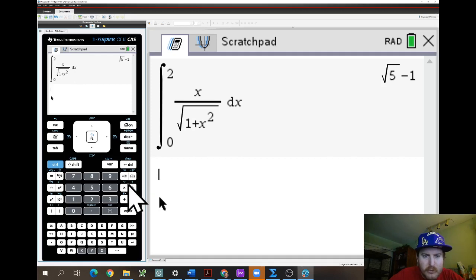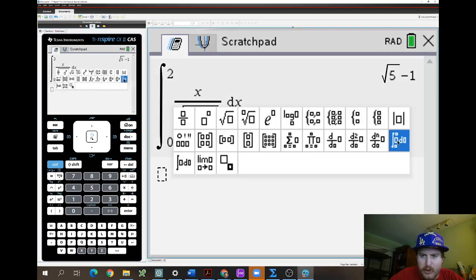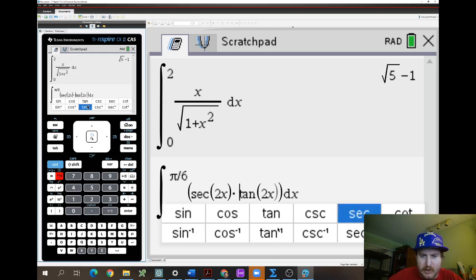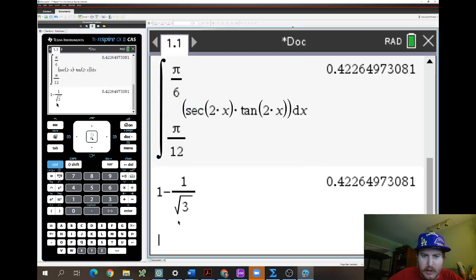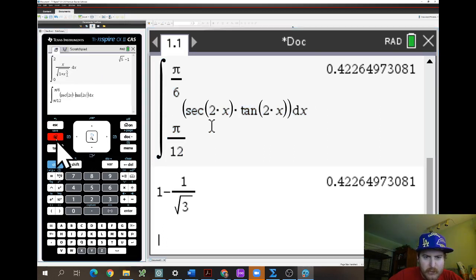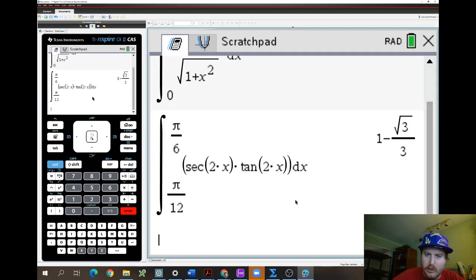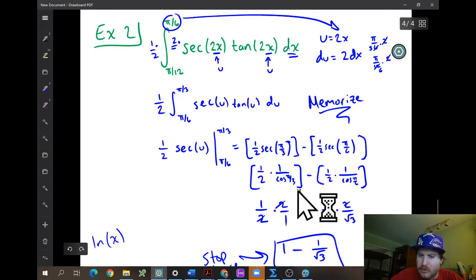So in this case, we had the integral with endpoints pi over 12 to pi over 6, and then secant of 2x times tangent of 2x dx. Make sure of a few things. Don't type in secant, but use the trig button to find secant and tangent. As well, I like to make sure that we put a multiplication there. Use that multiplication symbol, just to make sure that your calculator doesn't mess anything up. So we're going to hit enter. We get 1 minus square root of 3 over 3. And so our answer wasn't quite 1 minus square root of 3 over 3.